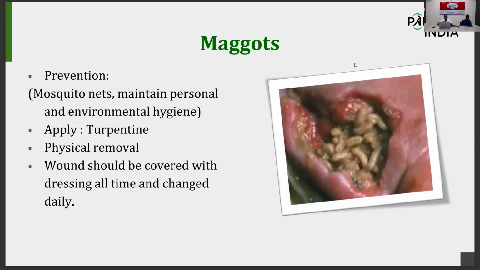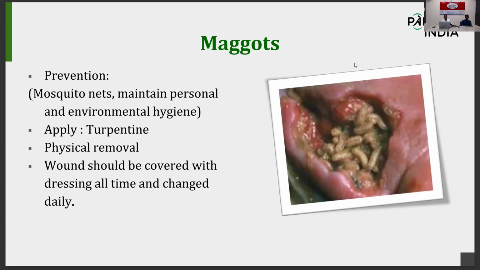Then maggots. What do you mean with maggots? Maggots. Worm. Flies sit on the wound, and when they lay eggs, the maggots are formed. Yes.